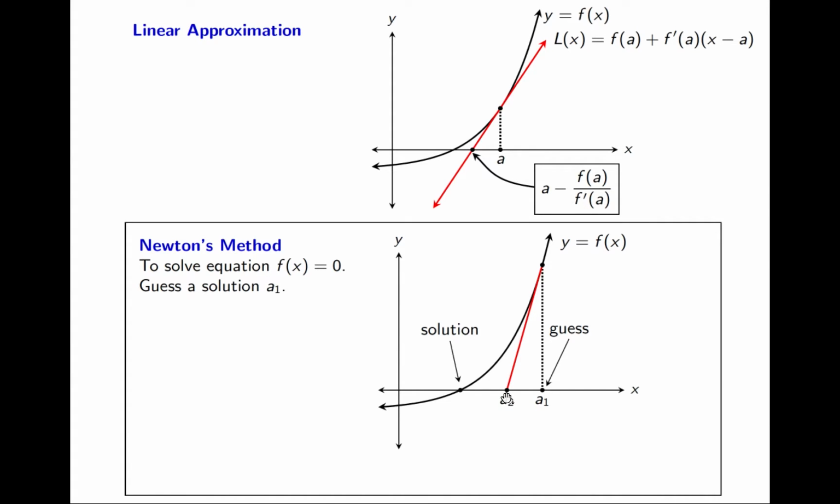Now, what is a sub 2? It's where the tangent line crosses the x-axis. So it's given by a sub 1 minus f of a sub 1 over f prime of a sub 1. So there we go. A sub 2 is this expression.